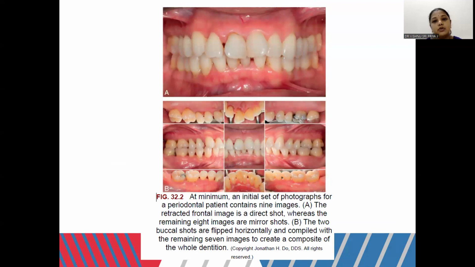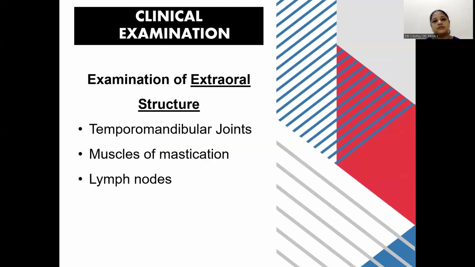So this is an example of the documentation that should be done routinely in all cases. The first one is the periodontal image of the frontal view, and the remaining 8 images below are the intraoral pictures using mirrors, which are taken on the frontal, lateral, buccal, and palatal views. After your photographic documentation, we will go to your clinical examination.